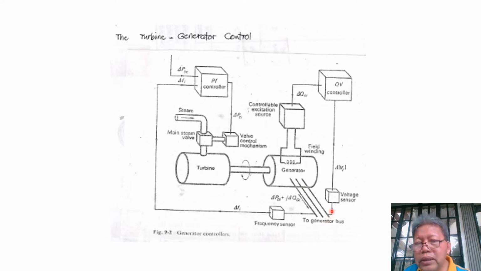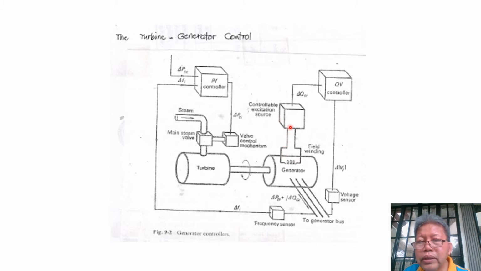But if the voltage here is higher, and then when it is compared to the standard voltage or rated voltage in the voltage sensor, then we will have here a positive change in voltage, because this change in voltage is the actual minus the standard or rated voltage. It's positive, and then it is processed in the QB controller, and then the QB controller issues this command signal delta QCI to reduce the field current of our field winding.